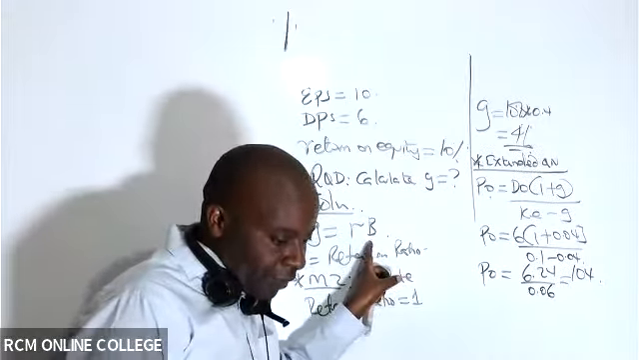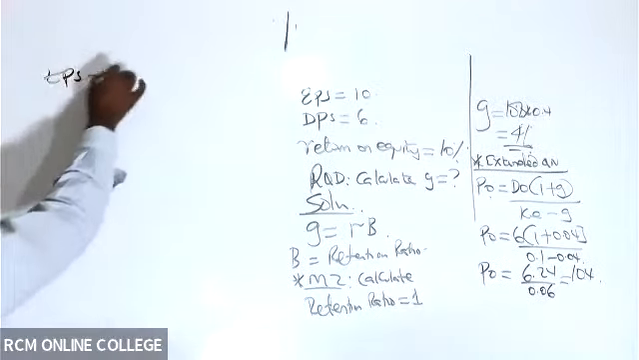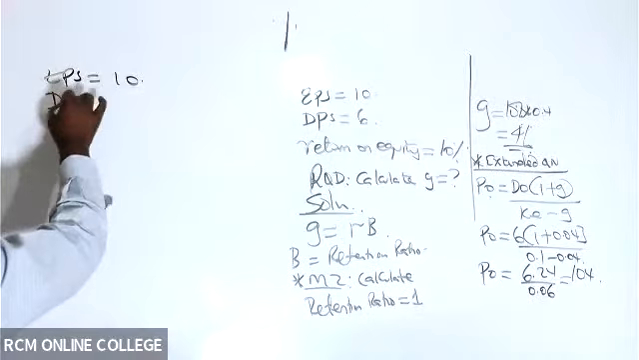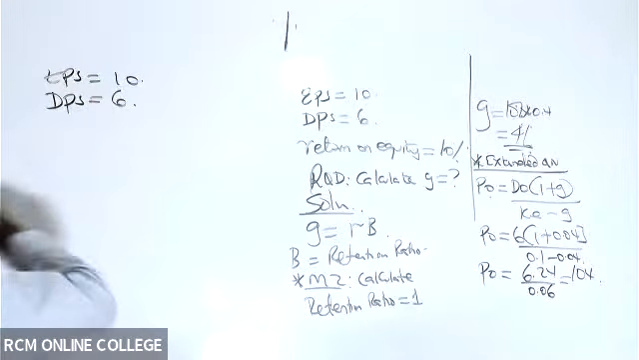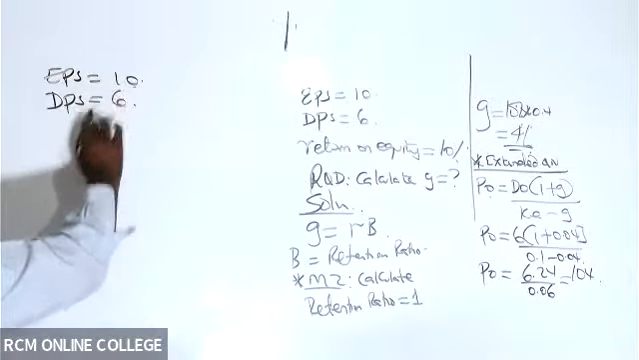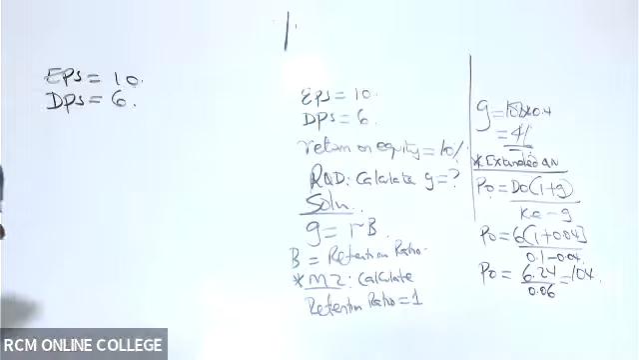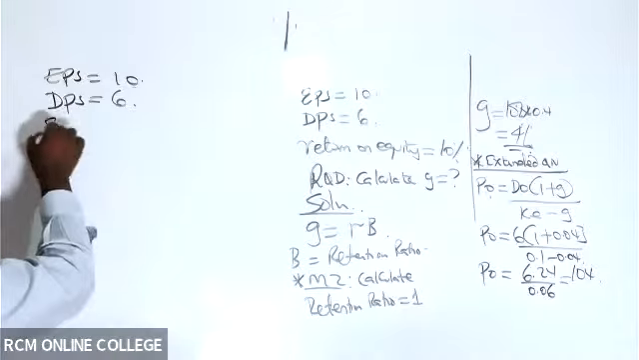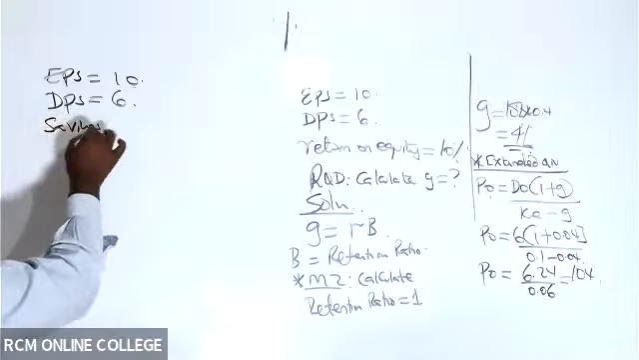You see, we have here EPS is 10, DPS is 6. So the company has earned 10 bob, and they are paying how much here, somebody? They are paying 6 bob, isn't it? Then somebody should be able to see how much the company is saving. How much are they retaining?